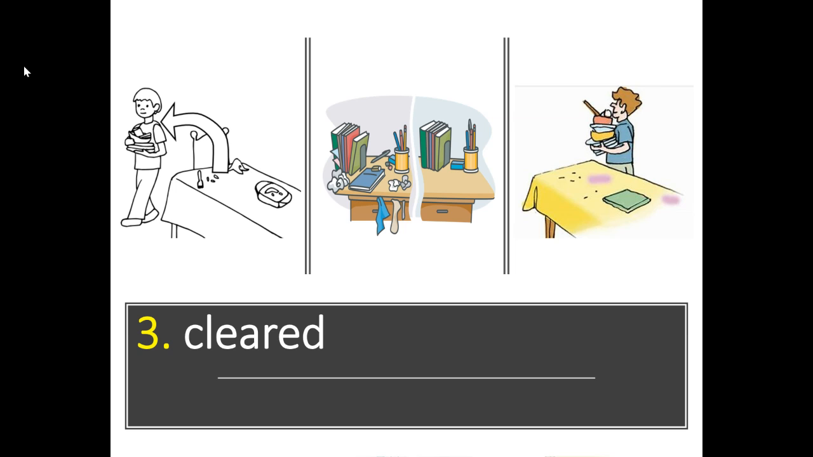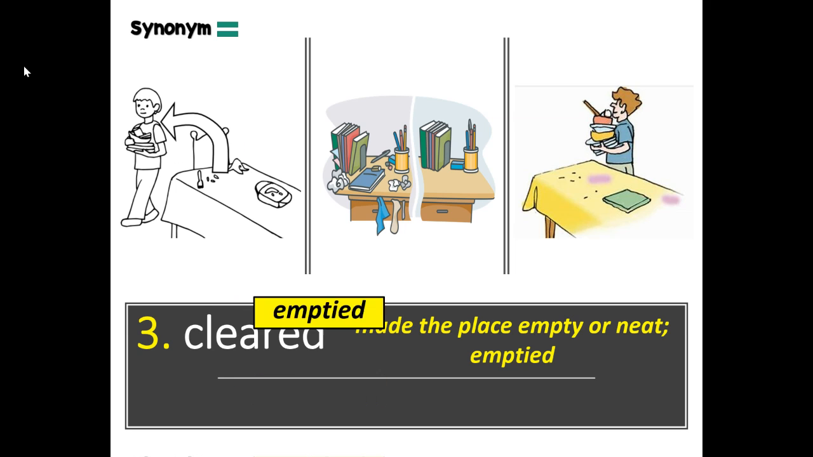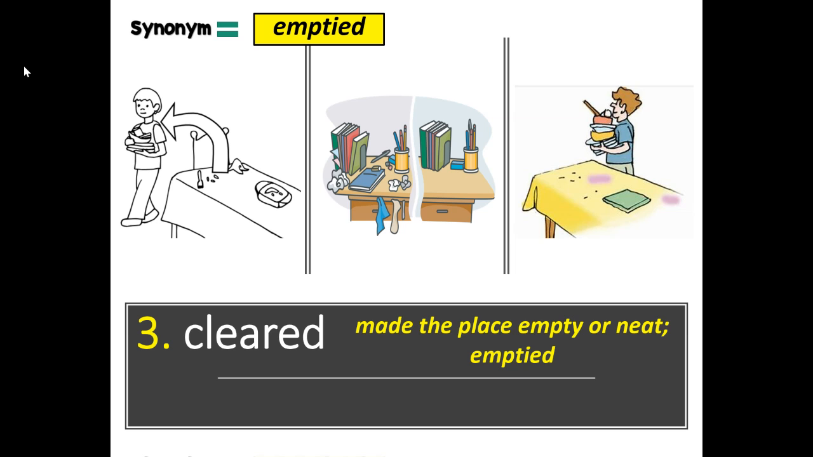So the root word is to clear. Cleared means it's already happened. Cleared. Made the place empty or neat, emptied. So cleared means made the place empty or neat, or you could just say cleared means emptied. So a synonym, or a word that means the same, for cleared is emptied.